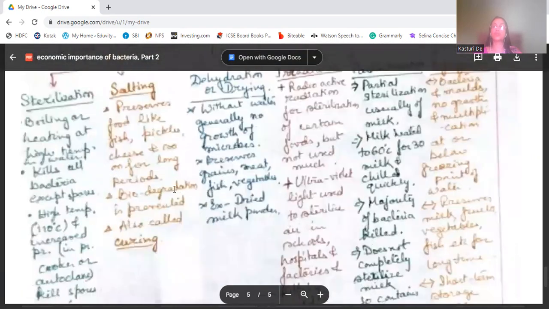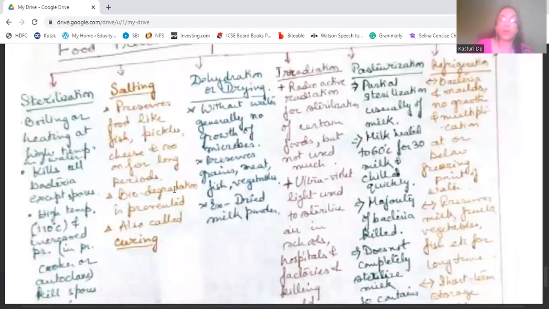Next, we come to salting. Salting is another way to preserve food. Here, foods like fish, pickles, cheese, and so on are preserved. For long periods, they can be kept. Biodegradation is prevented by this method, and this method is also called curing.